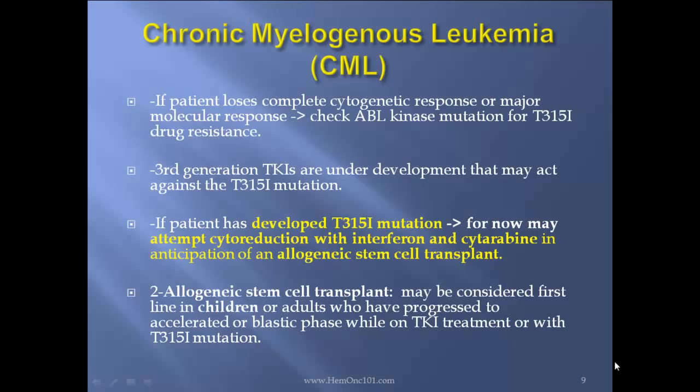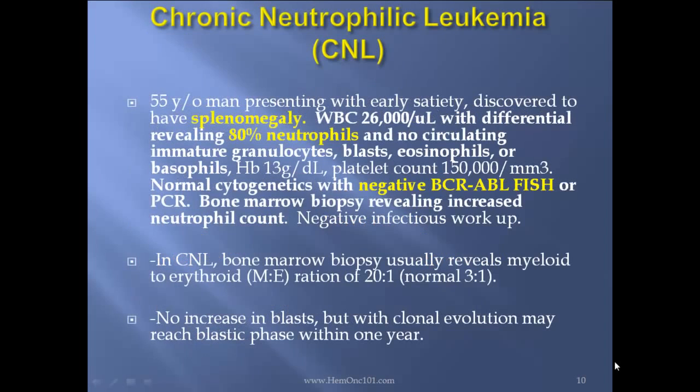Again, allo stem cell transplant may be considered first line in children or adults with progressive, accelerated, or blastic phase while in TKI treatment or with a T315I mutation.